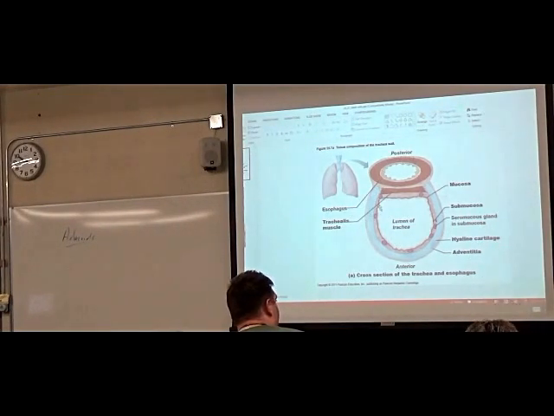Pseudo-stratified ciliated columnar epithelium. And what is cilia there for? It moves things, right. So it can move particles in or out, mucus and so forth.